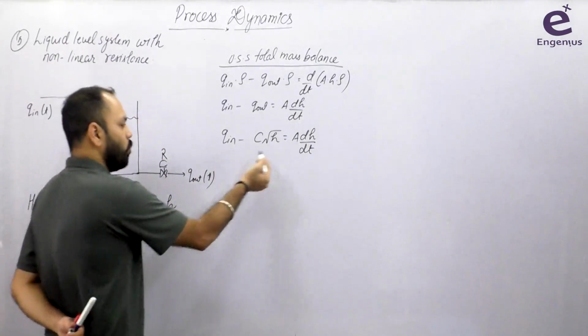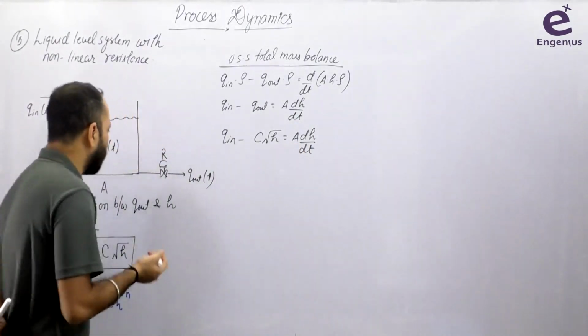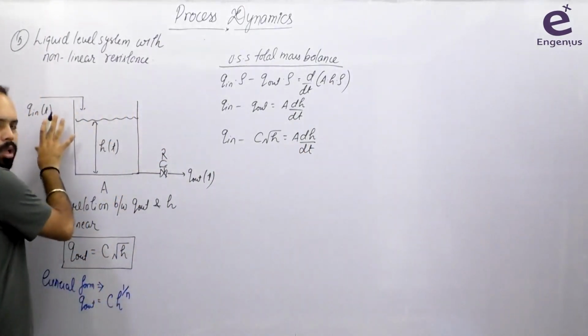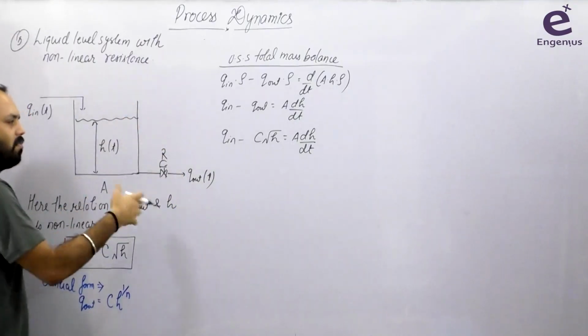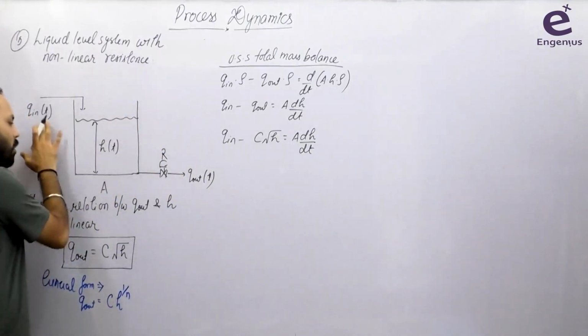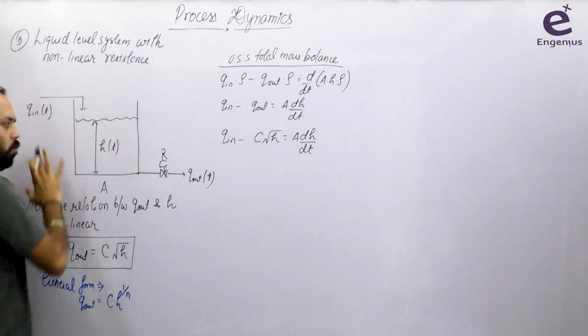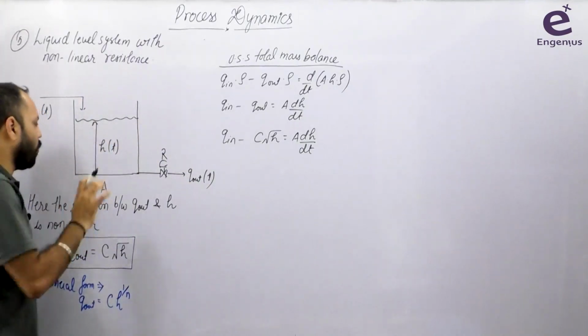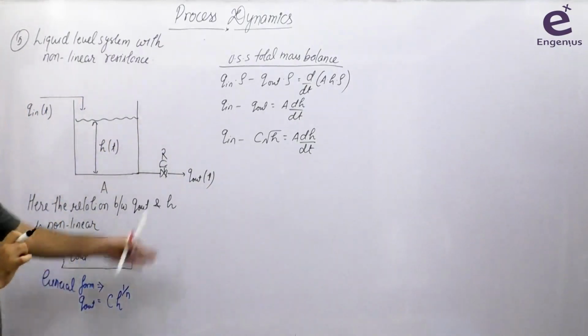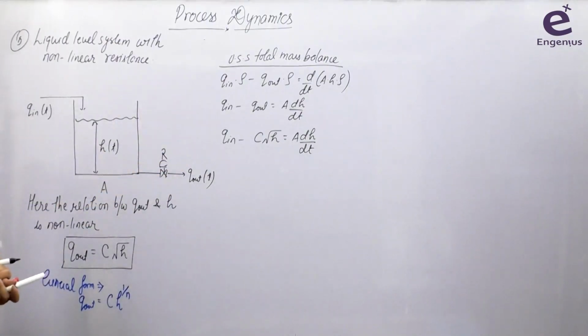Okay, this was the equation. Because right now I know that I want to relate H and Q. That is why I know already. इससे पहले मुझे बताना था कि I want to relate H and Q or I want to relate Q out and Q. Here I am sure that I want to relate H and Q and therefore I directly wrote Q in minus C root H is equal to A dH by dt. ठीक है? Fine. So क्या करें आगे?